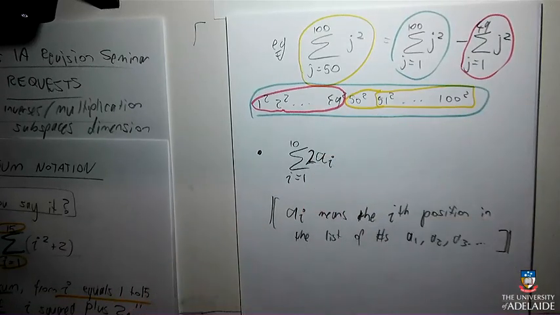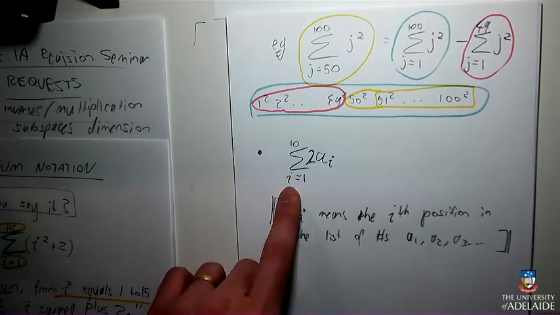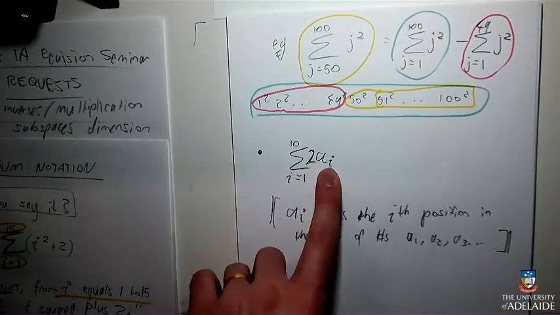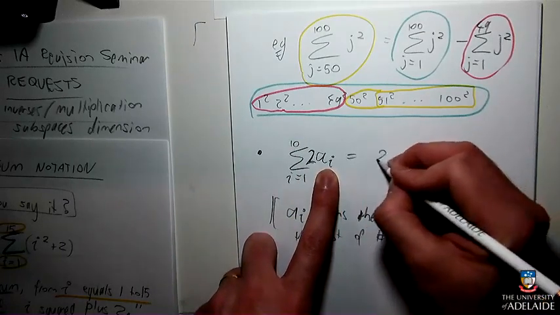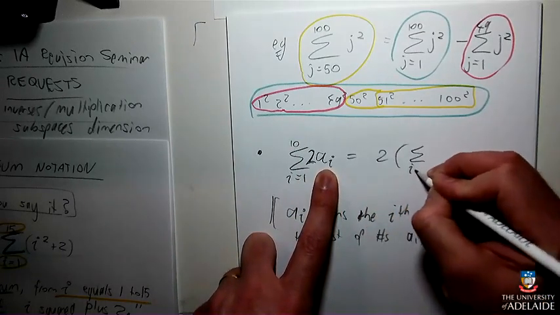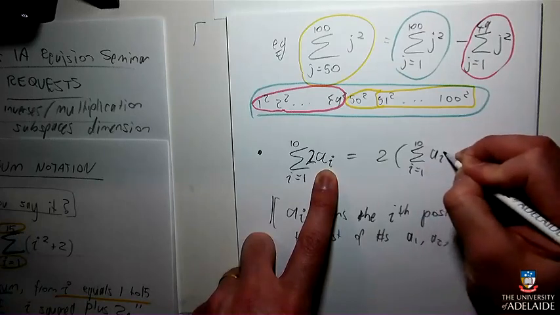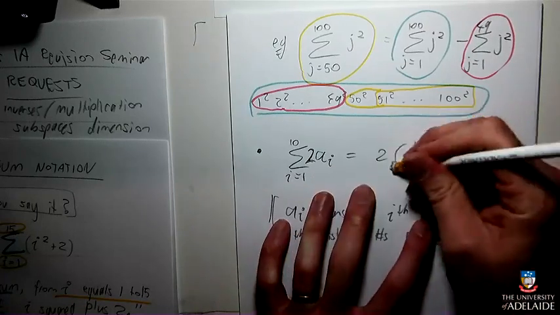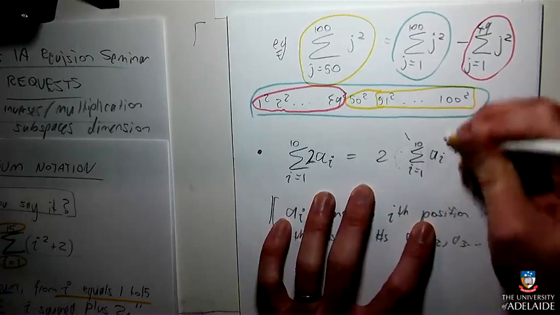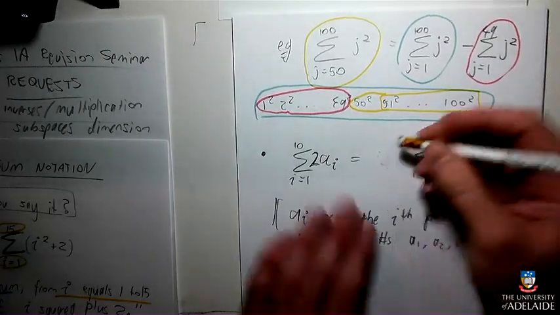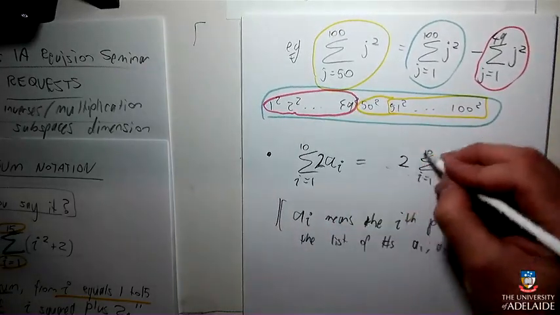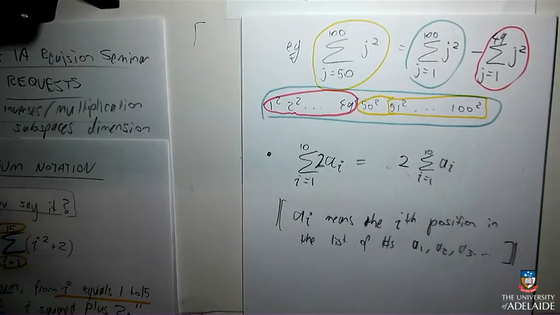So if you multiply those numbers by 2 before adding them, so the sum from I equals 1 to 10 of 2AI, well, that's the same as 2 lots of the sum of AI. And normally we just don't put these brackets in, because all of this together is held together by the sum and the fact that they both use the letter I. And then we have 2 of that.